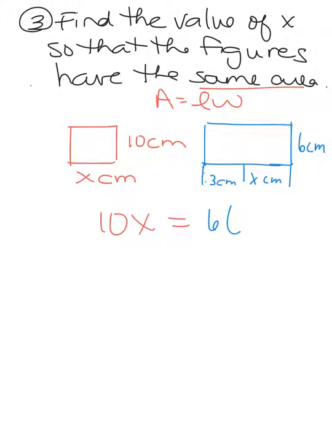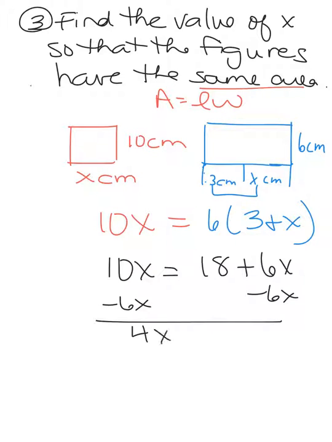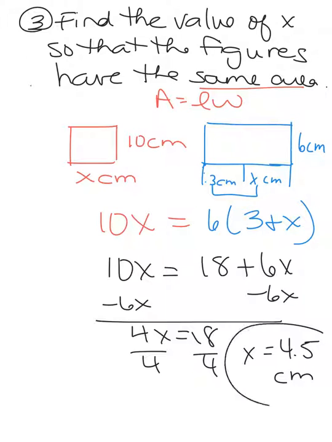And my length, I'm actually going to add these together, right? If that x were a 2, I would say that side was 3 plus 2. So I'm going to do the same thing with my variable. So it's going to give me 3 plus x. If I keep going to solve it, I have 10x is equal to, now I'm going to distribute, 18 plus 6x. Bring my variables to one side, and I have 4x is equal to 18. Divide both sides by 4. Now I'm going to get a decimal here, and that's okay. It's going to be 4.5 centimeters, because again my units are centimeters.